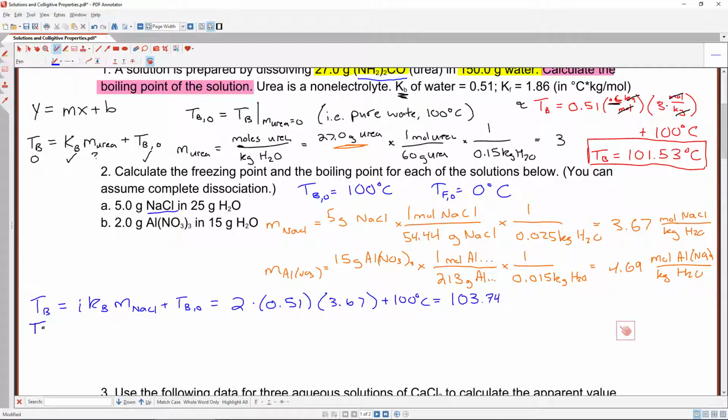Okay, let's do the freezing point. So i is going to be the same. Actually, this is going to be the same. Now, it's important to note for the freezing point, this string of terms right here is actually negative, because the phenomenon is called freezing point depression. So if you add salt to water, you lower the freezing point.